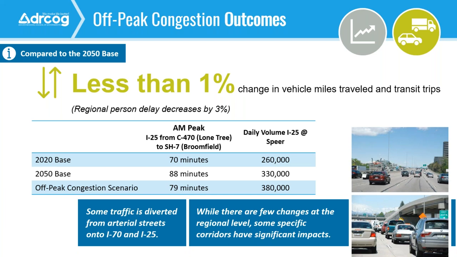Compared with the 2050 base, you can see there is a lot of additional volume, 50,000 additional cars every day, and yet the travel time is less. So with that additional volume, it's diverting some traffic from arterial roads surrounding it. Mac again asked what corridors were impacted, and we would assume it's most of these north-south type of corridors where the extra capacity in I-25 is assisting. So regional delay did go down a little bit in this scenario. And Jacob, you can go to the next slide.